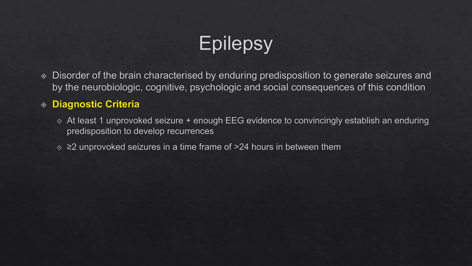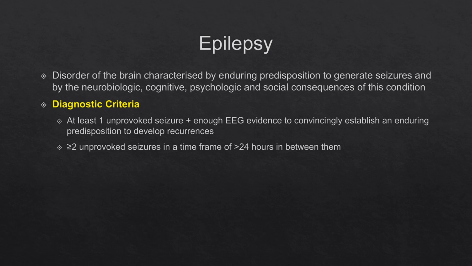So what is the diagnostic criteria for epilepsy? At least one unprovoked seizure must be there, plus enough EEG evidence to convincingly establish an enduring predisposition to develop recurrences. That means the child must have had at least one unprovoked seizure.